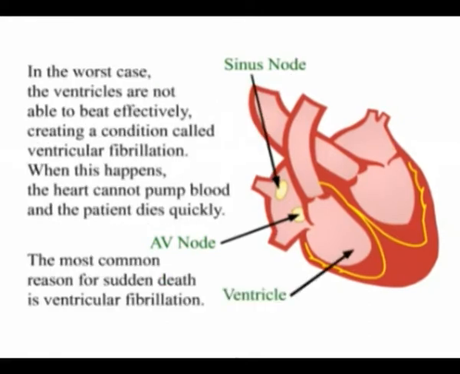In the worst case, the ventricles are not able to beat effectively, creating a condition called ventricular fibrillation. When this happens, the heart cannot pump blood, and the patient dies quickly. The most common reason for sudden death is ventricular fibrillation.